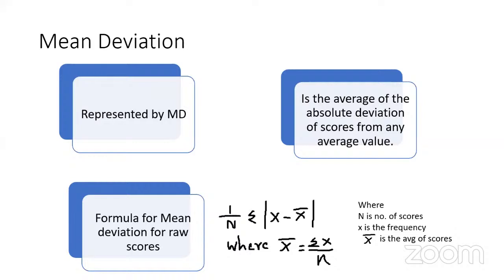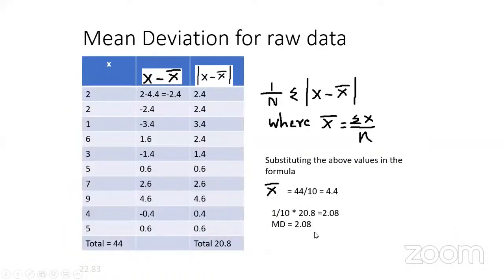Let's look into this. Mean deviation for raw scores. Again, two concepts will come, raw scores and grouped scores. Looking at raw scores, the x values would be given to you. You need to find x bar in the formula, the average of your x scores. So the total divided by the number of observations, 10, gives 4.4 as the average of the x scores.